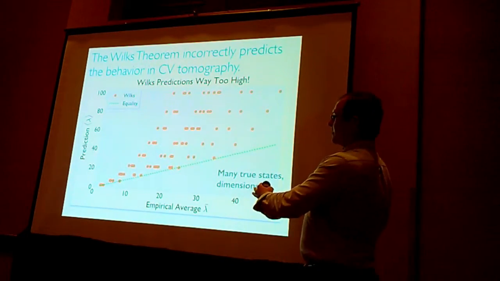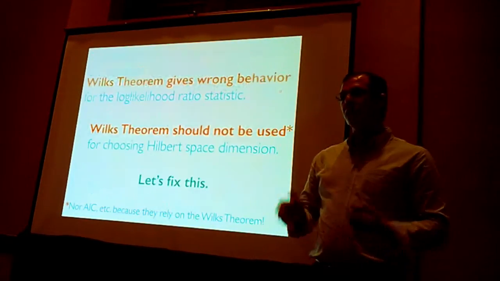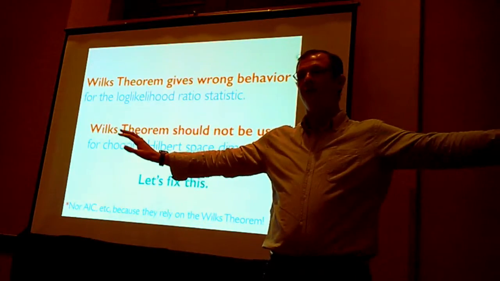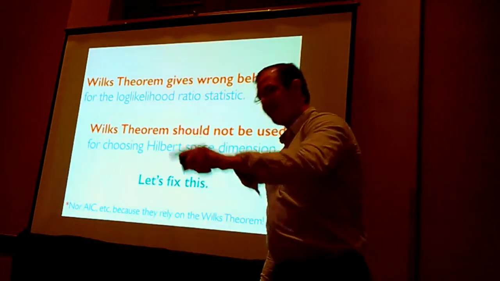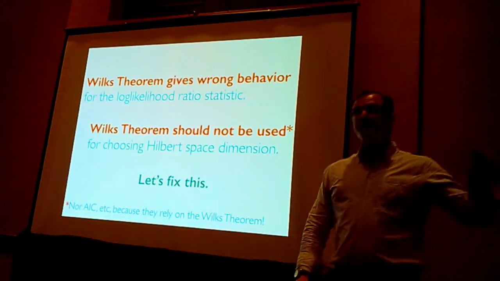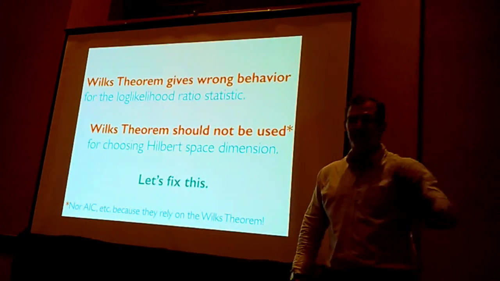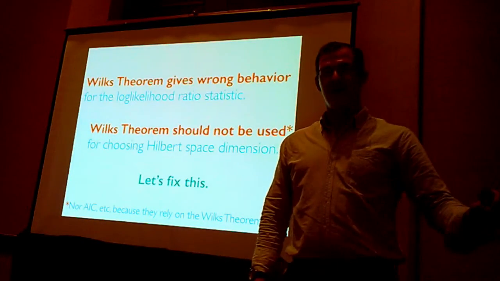So that's the evidence. And the takeaway from this is that the Wilks Theorem just gives this wrong behavior. We can't use it for choosing Hilbert space dimension. And because information criteria are built on top of the Wilks Theorem, you shouldn't be using information criteria either.